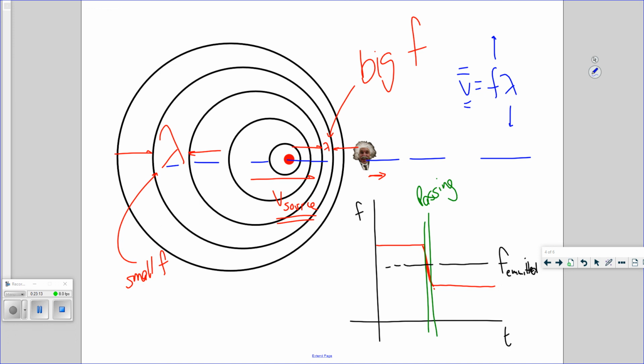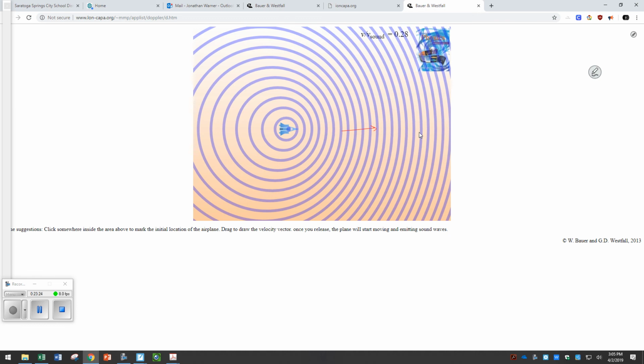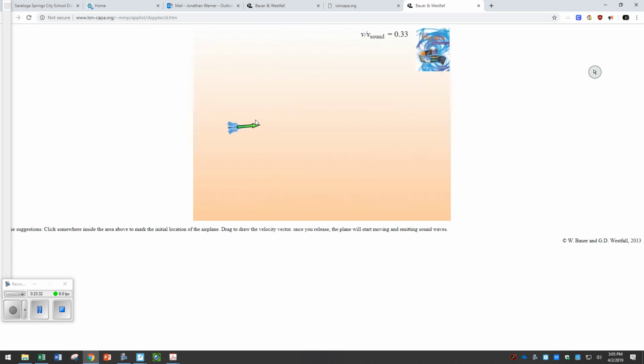Okay, so that means we can visually detect what's going to happen if we get this nice wavefront representation. We can see where wavelengths are small, we can see where wavelengths are big, and therefore we can tell the opposite happens to frequency. All right, so small speed, we get a small difference in wavelength. Look at the top right, 0.4. The speed v of the plane is 4/10 the speed of sound.